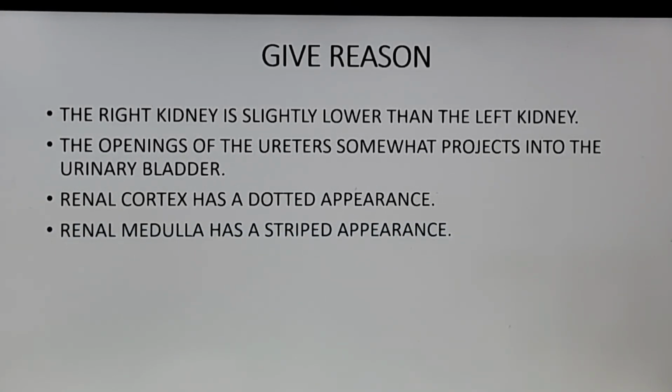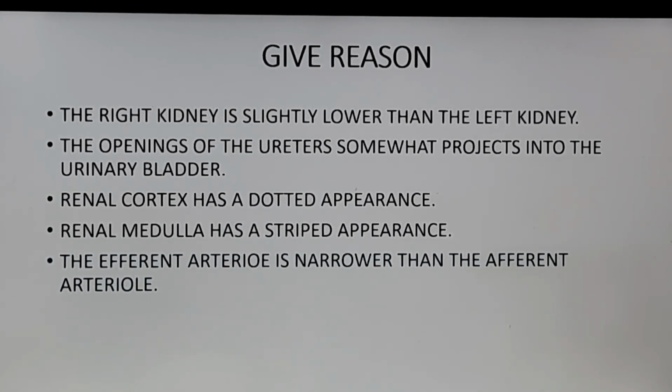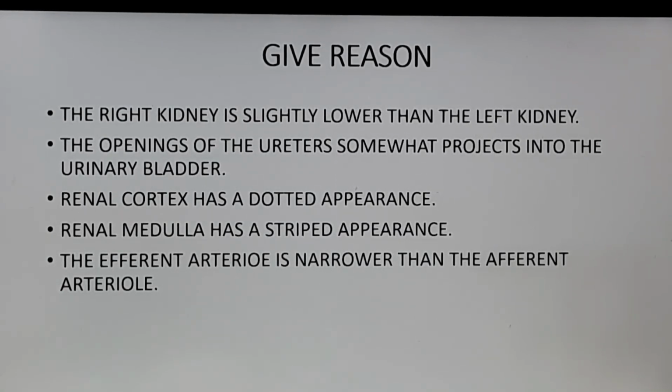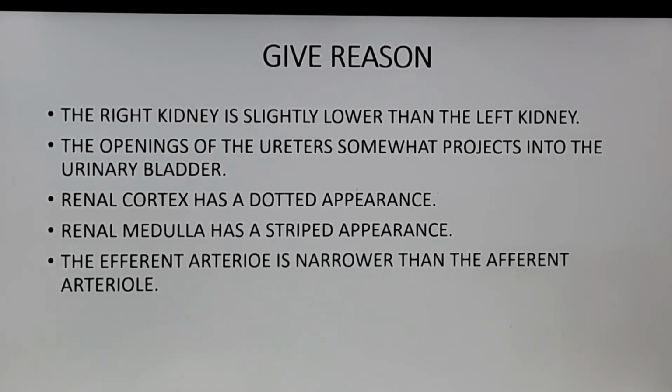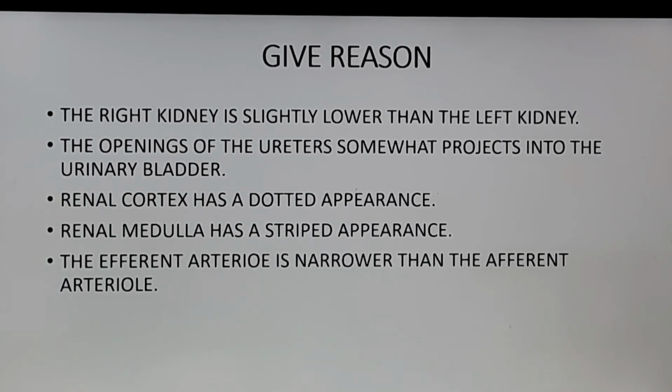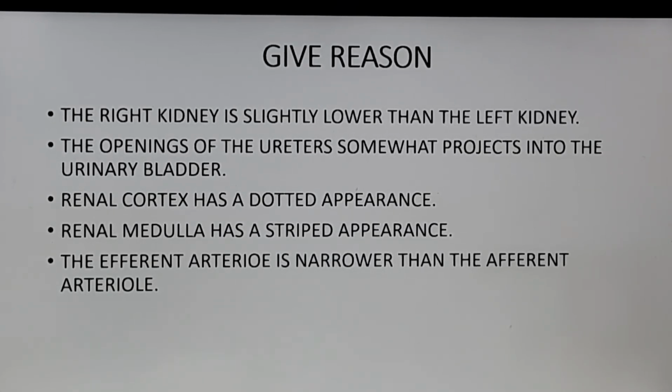Renal medulla has a striped appearance. It is due to the presence of a loop of Henle and the collecting duct. The efferent arteriole is narrower than the afferent arteriole. So what is the reason? Because this difference in diameter of the two arterioles creates a high pressure in the blood that flows through the glomerulus. Okay, so this difference in diameter between the two arterioles is necessary to maintain a high pressure in the blood flowing through the glomerulus. Then only ultrafiltration can take place. Okay, there is a spelling mistake there. Okay, no problem.